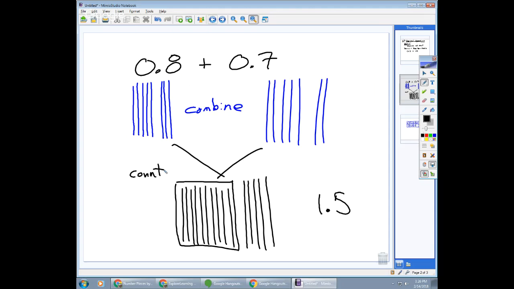So it's not too much different than we did this with whole numbers. So this looks really just like 8 plus 7 with these blocks here. Except knowing which piece is a whole allows us to put it in the context of a decimal. And there's really not much more exciting stuff we can do besides that.